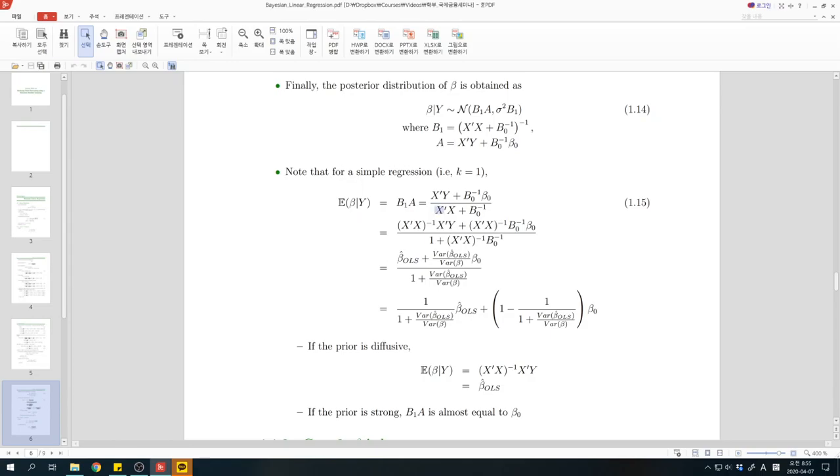Let me divide x prime x on both numerator and denominator. So then this is numerator and denominator. So x prime x inverse times x prime y, and x prime x inverse times b0 inverse beta 0. Then this term should be equal to 1, and x prime x inverse times b0 inverse. Right? So then this term is just the OLS estimator, and then b0 beta 0 is still here.